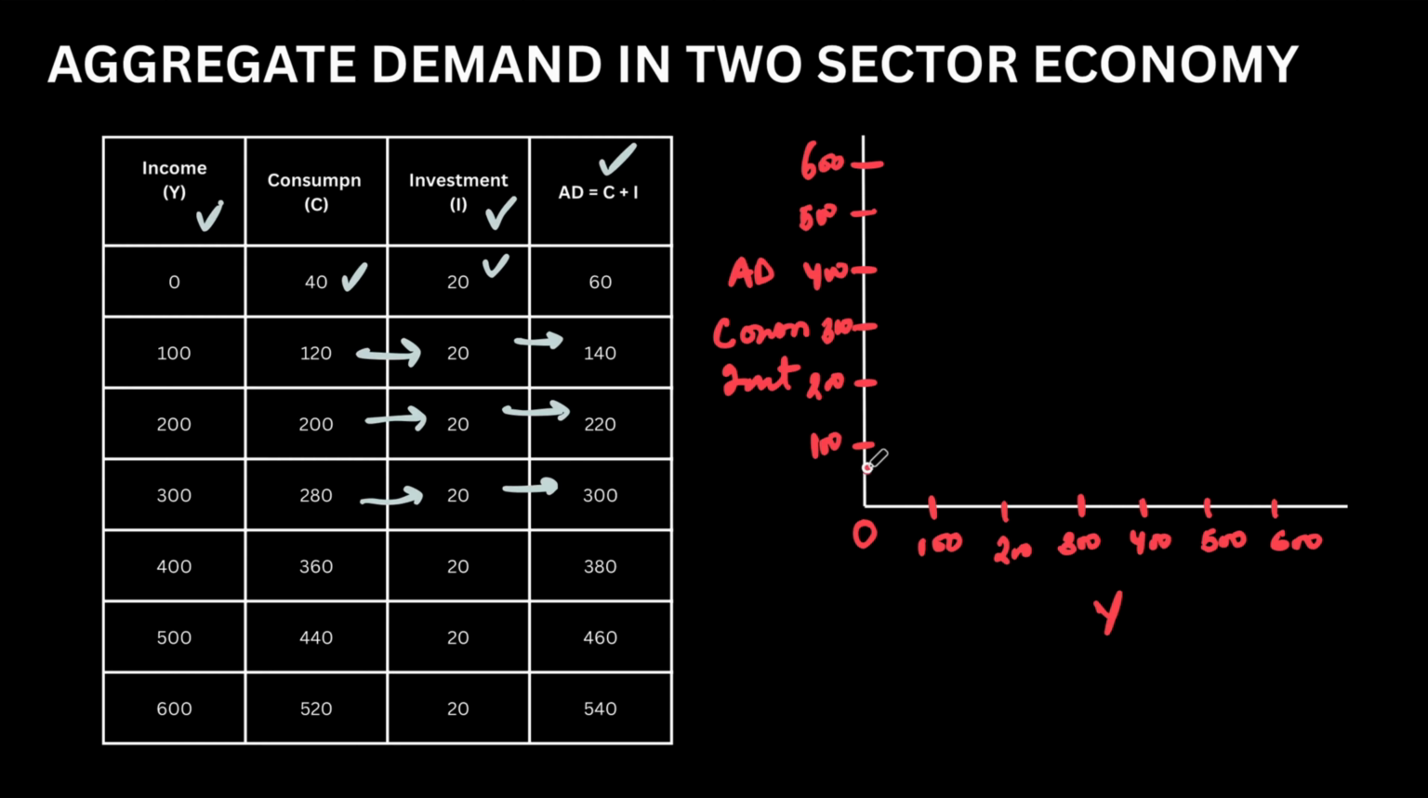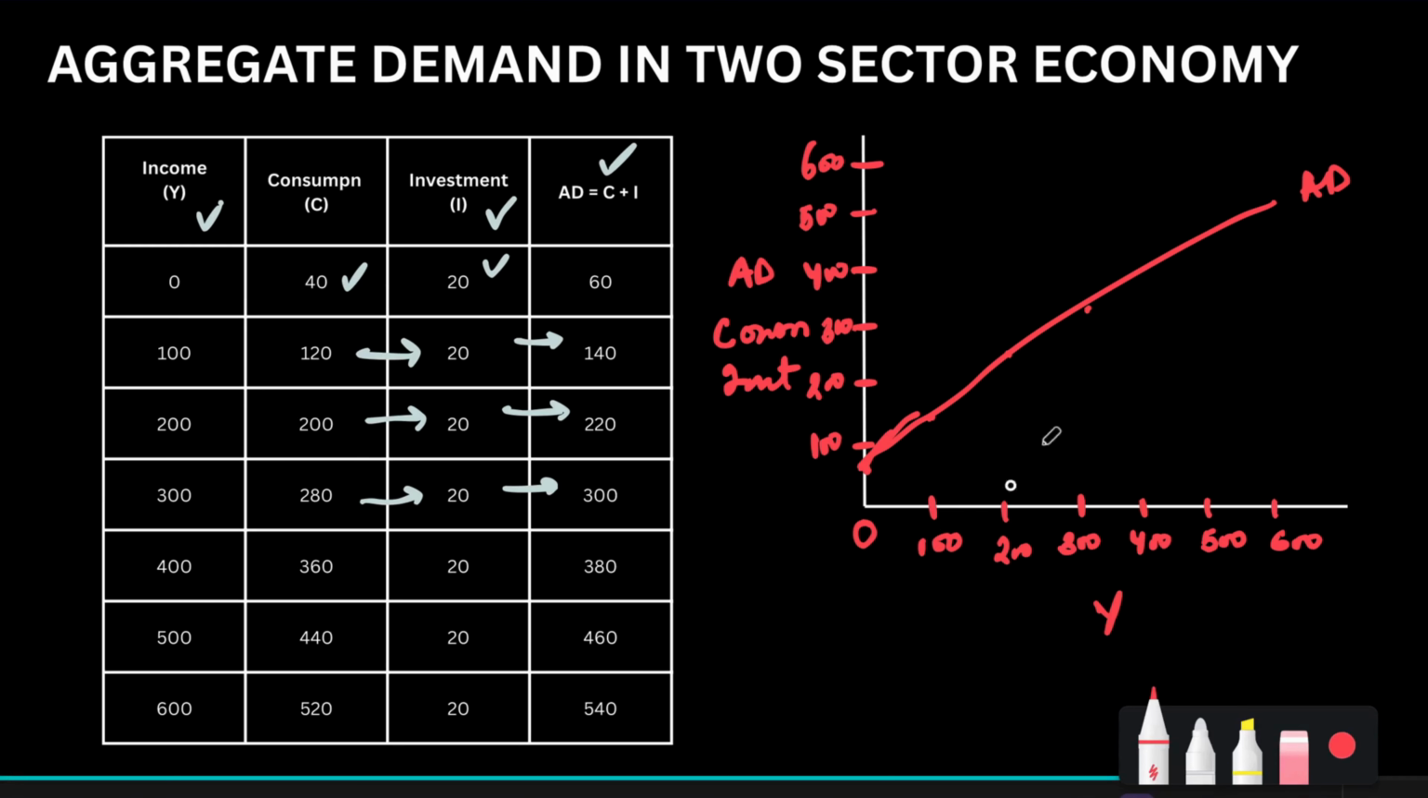At zero level of income it is 60. At 100 level of income, it is 140. At 200 level of income, it is 220. At 300 level of income, it is 300. In this way, you will see that your curve is upward sloping. Your aggregate demand will come as upward sloping.